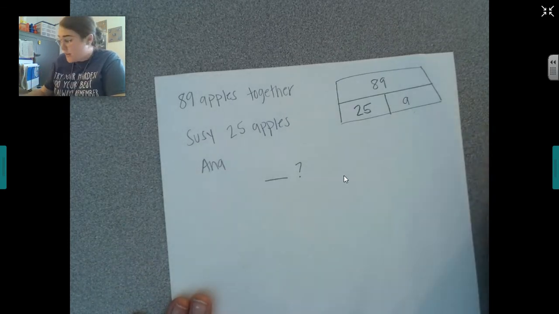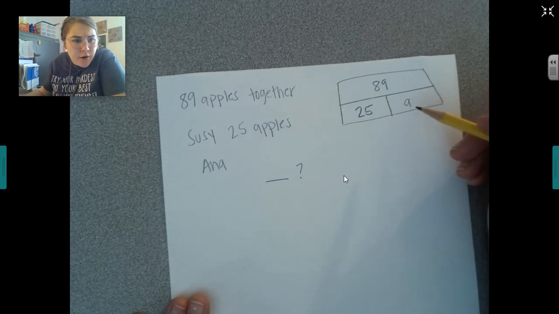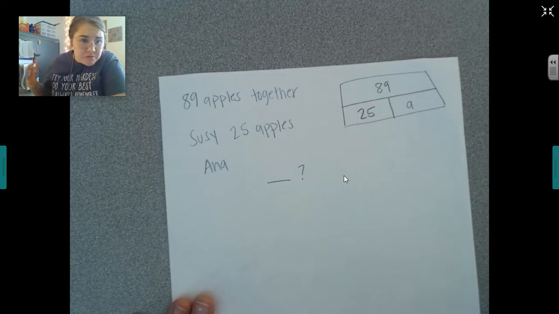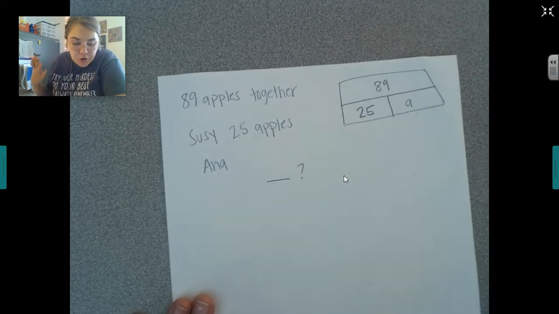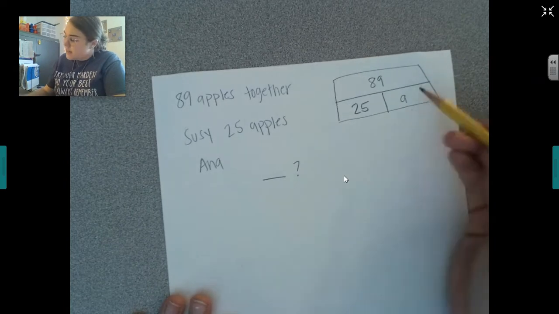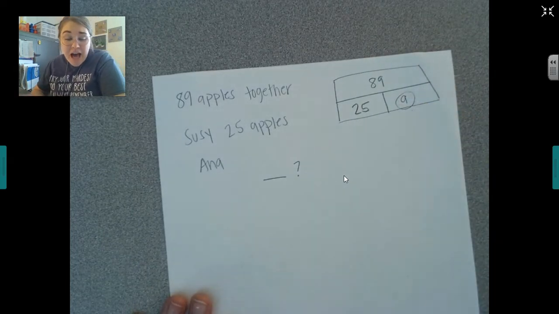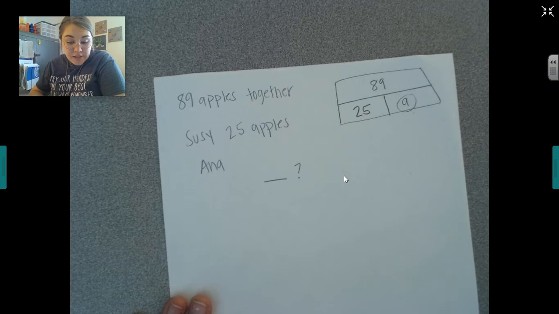Any letter. This could have been A, B, C, D, E, F, G, H, I, J, K, L, M, P, Q, R, S, U, V. All of those. Any of those. Don't let it confuse you. It's just an unknown number. So if you see a letter, it stands for an unknown quantity that you are trying to find.